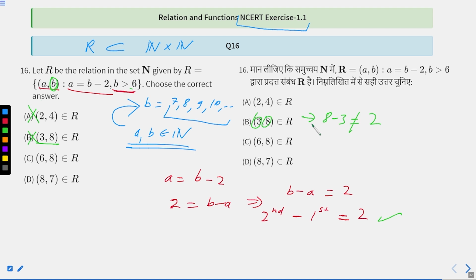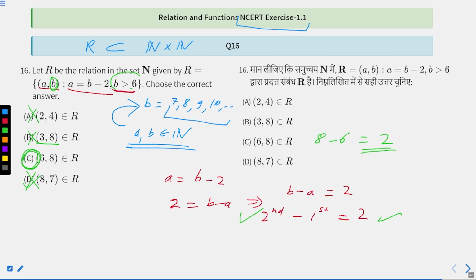Now choose option D. Now 7, the second element minus the first element, will give you minus 1, which is not equal to 2. We can directly eliminate it. Okay, what about this? As you can see, this is 8 minus 6, which is indeed 2. So it satisfies this condition.